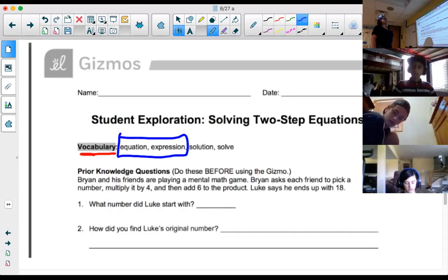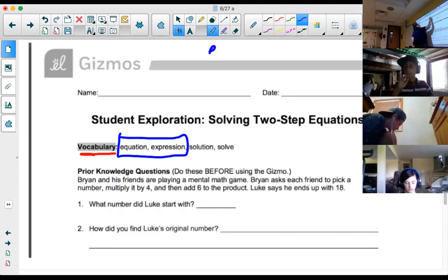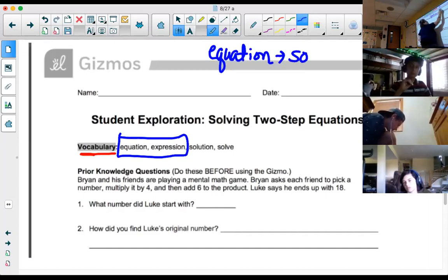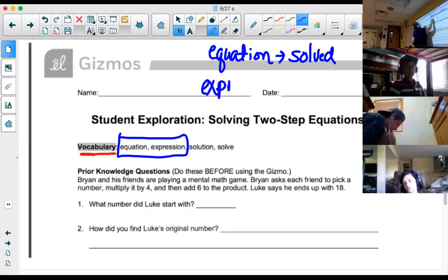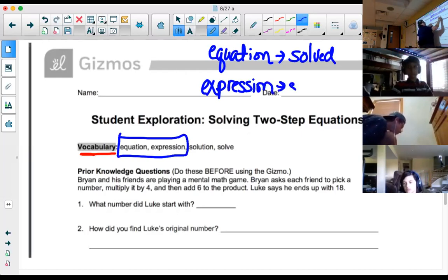A way to solve it. Okay, that is really good. You can solve an equation. So an equation can be solved. An expression cannot be solved. Do you know what you do with an expression? If you cannot solve it, what do you do? So if I gave you "simplify," you can simplify.